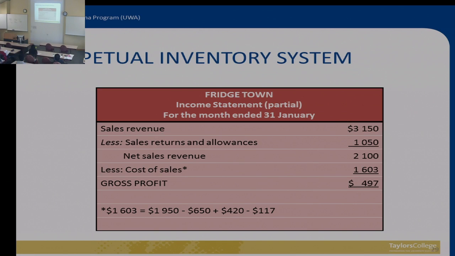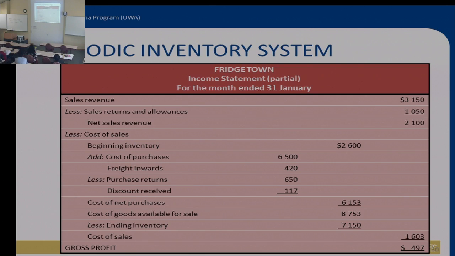Then you would put in any other costs. That cost of sales includes the original sale, less a sales return, plus some freight inwards, less a discount that you received because you paid your supplier more quickly than the 10-day period he gave you. So that's where that $1,603 came from. With the other statement, it looks a lot more complex, but you end up with exactly the same profit figure.